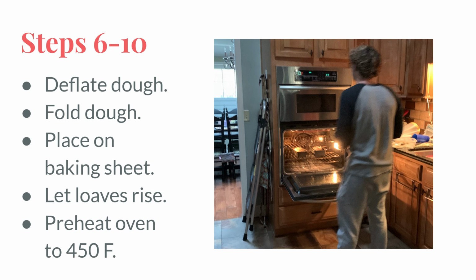Once you fold the dough, you want to place the dough on a baking sheet. Before you place it though, you should sprinkle corn flour over the baking sheet. That way, the dough won't stick to it when it gets put in the oven. After putting them on the baking sheet, you want to leave the loaves to rise once more for around 45 minutes and then preheat the oven to 450 degrees Fahrenheit before putting the loaves in.